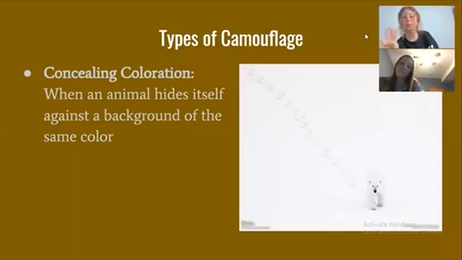There are actually four types of camouflage, and our first type is called concealing coloration, and that's when an animal hides itself against a background of the same color. If you look at this picture, you can see the white polar bear blending in with the white snow. Can you guys think of another example where an animal uses its color to blend into the same color background?